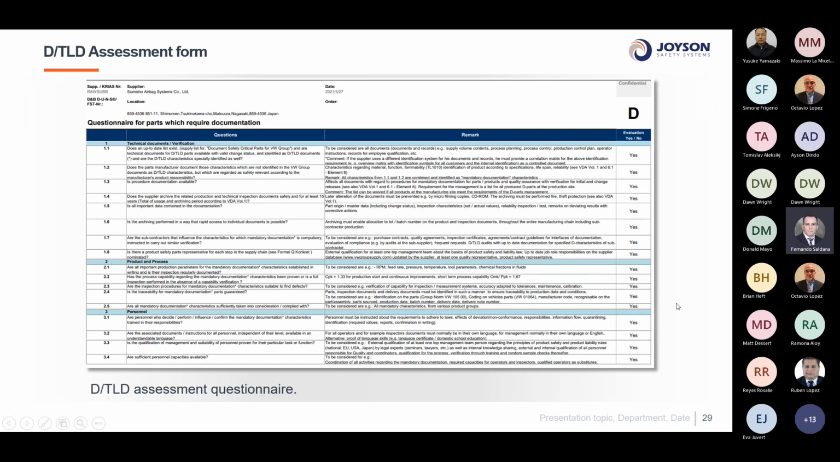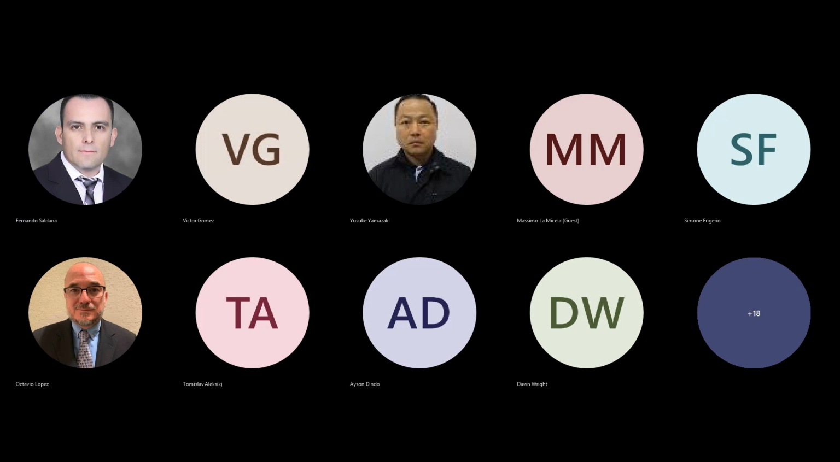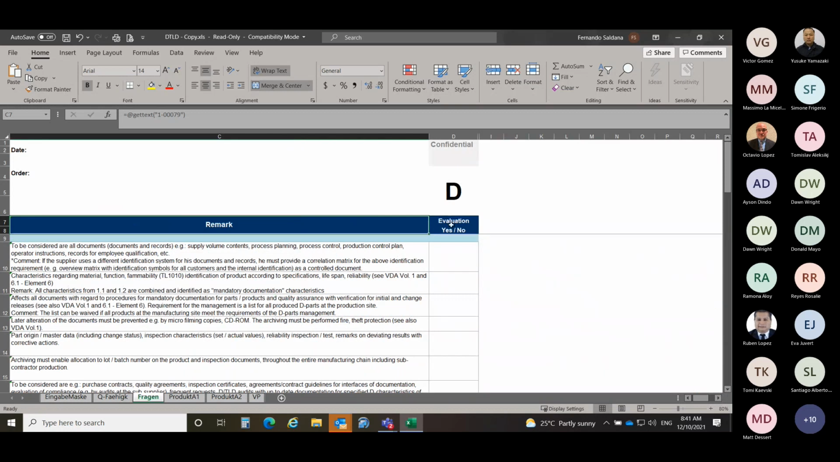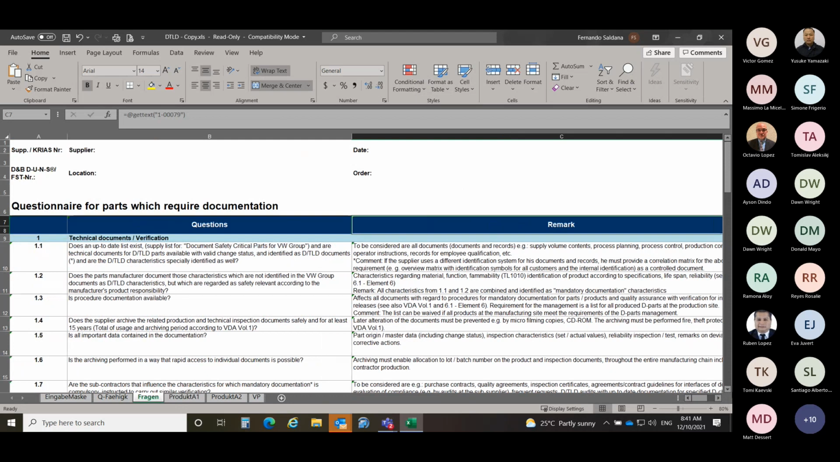Let me just share my screen, Victor. I'm going to go through those very quickly. Those are pretty straight questions. Please confirm you can see my screen. Yes, I can see. Okay, as I mentioned, there are three sections. We have questions, and a remark, which is an aid or an example of what we have to look for. And then the evaluation, which is just yes or no. There is no score here at the end. It's a simple assessment, and those are pretty straight questions. I'm going to go very quickly through some of them.